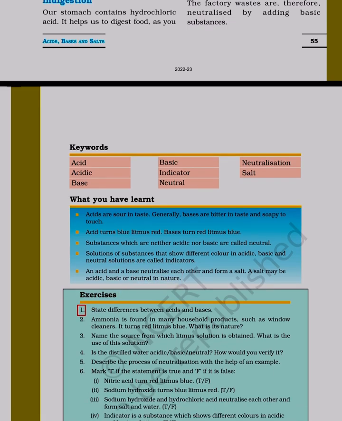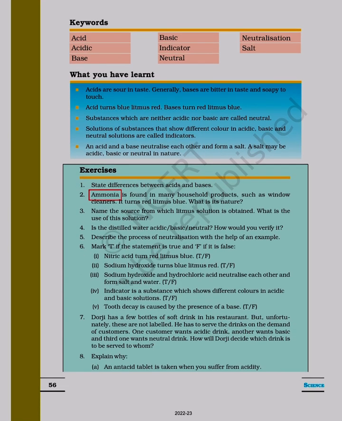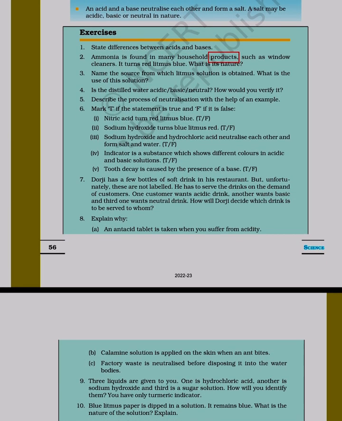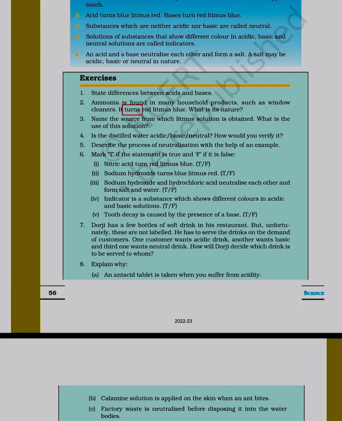Exercises. 1. State differences between acids and bases. 2. Ammonia is found in many household products, such as window cleaners. It turns red litmus blue. What is its nature? 3. Name the source from which litmus solution is obtained. What is the use of this solution? 4. Is distilled water acidic, basic or neutral? How would you verify it? 5. Describe the process of neutralization with the help of an example.